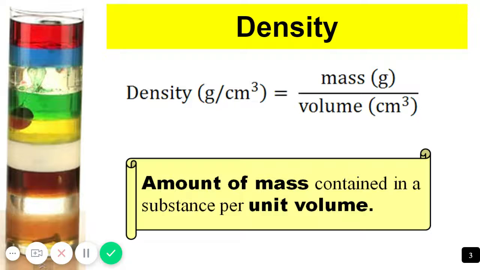We all know about density, so it's time that we define density as the amount of mass contained in a substance per unit volume. Or we say that it's the amount of particles that one object can contain in a given space. This can be represented by the formula density, with the unit grams per centimeter cube, defined as mass over volume. And how do we get grams per centimeter cube? Grams come from mass and centimeter cube comes from volume.